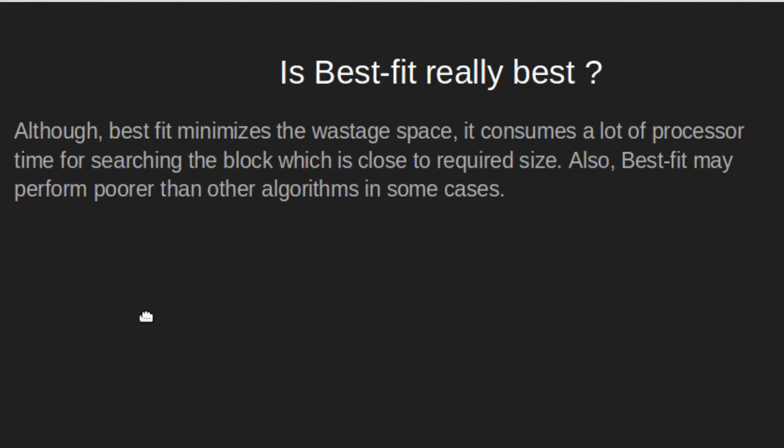Is best fit really best? Although best fit minimizes the wasted space, it consumes a lot of processor time for searching the block which is close to the required size. Also, best fit may perform poorer than other algorithms in some cases.